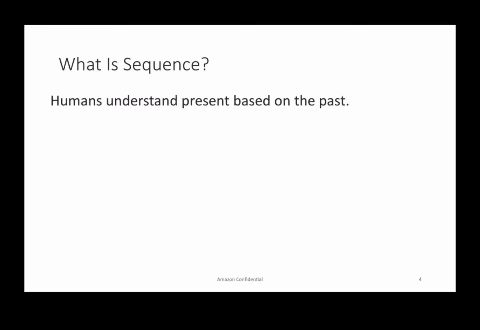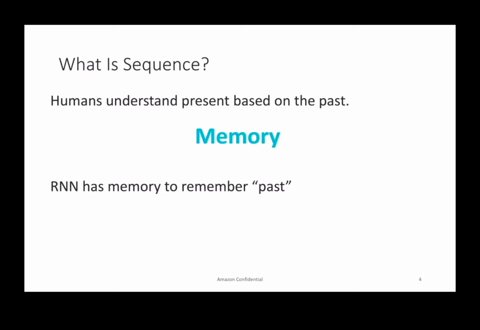Now, how do humans understand a sequence? We basically understand a sequence by remembering what has happened in the past. So we use the past to understand, and these RNNs also have something called memory. The RNN uses this memory internally to store what has happened in the past and keep some context of the past, and uses that to make sense of whatever data comes in at the current time step.